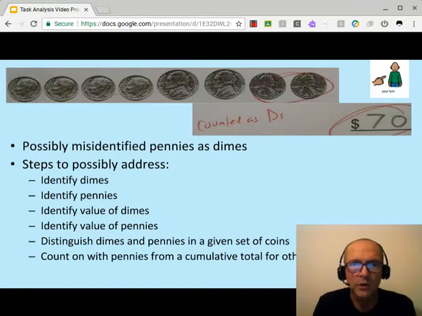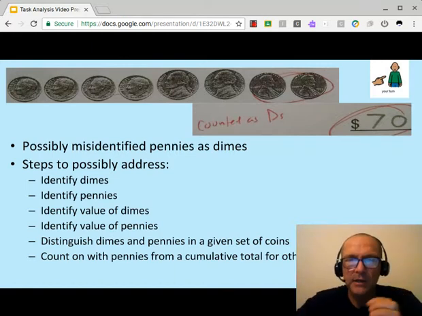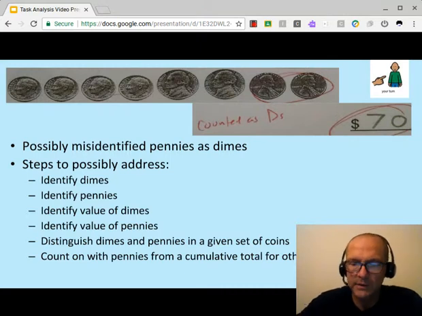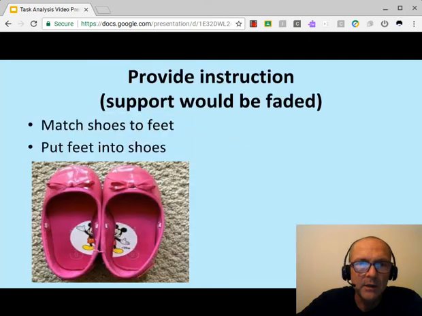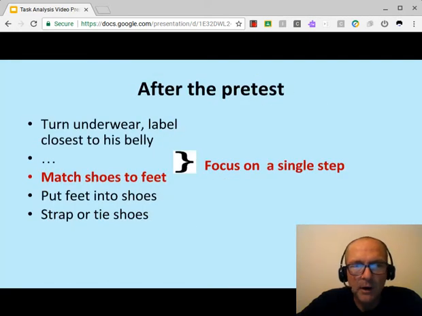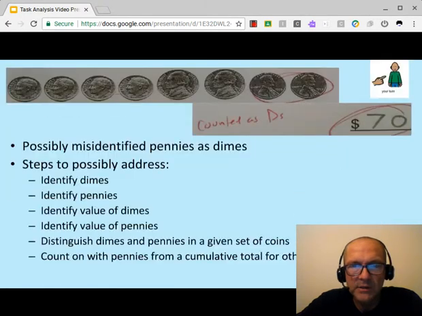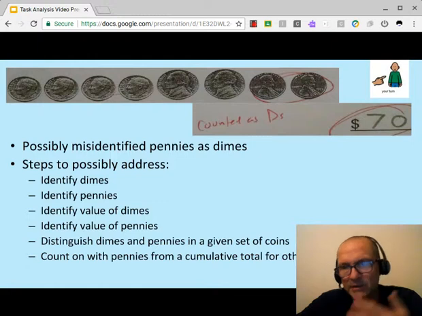And so you could drill down then into the step of the student simply distinguishing between pennies and dimes when you're given a set of coins. That would be the same as targeting one step in getting dressed and providing instruction on that one step. We could then zero in on that one step. That's the idea of a task analysis.